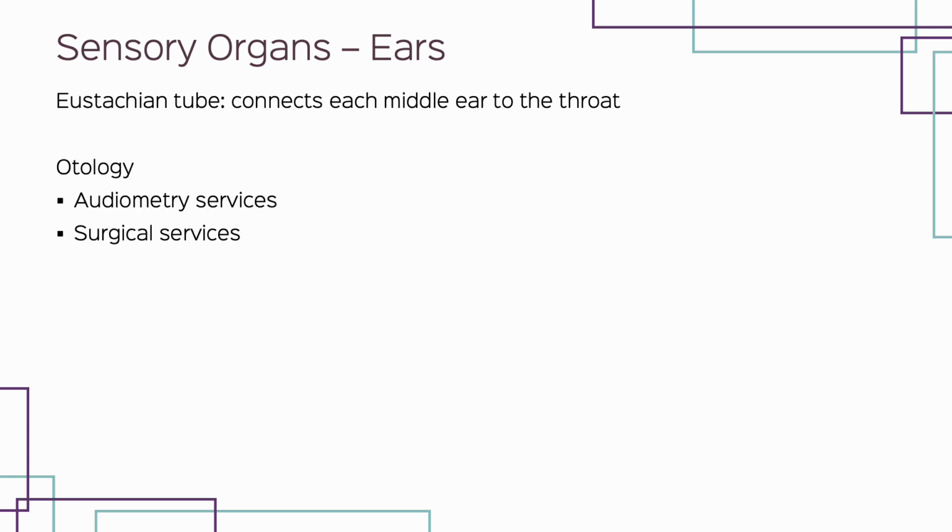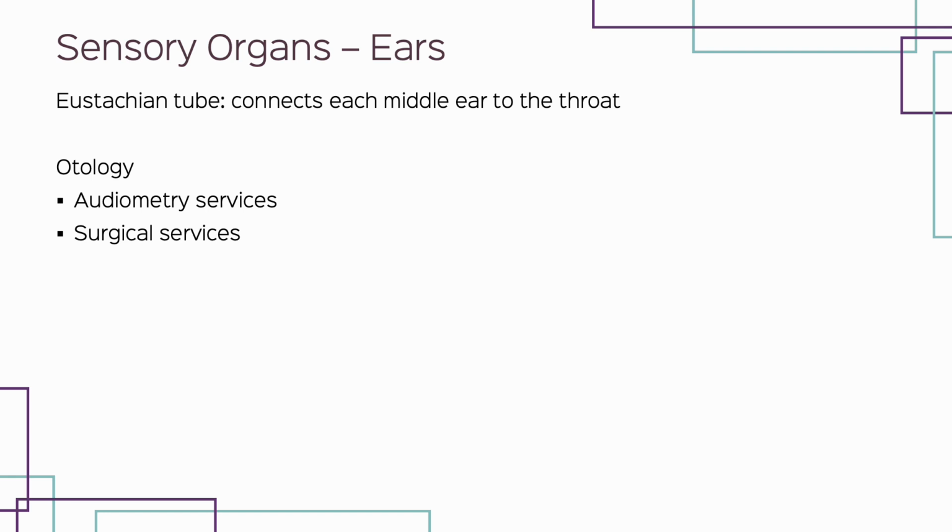The auditory canal, or the eustachian tube, will connect each middle ear to the throat. This allows easy transfer of infections in the throat to move into the ear, causing a middle ear infection. Children who have repetitive ear infections at an early age will sometimes have tubes placed within their ears.